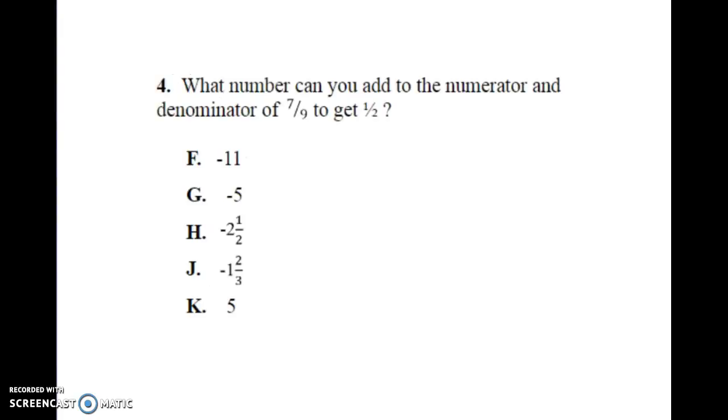Question 4 asks, what number can you add to the numerator and denominator of 7/9 to get 1/2? So you're starting with 7/9, but you're wanting to add the same number to the numerator and the denominator. So if you add x to both the numerator and the denominator, you're trying to figure out what that number must be in order to get 7/9 to equal 1/2.